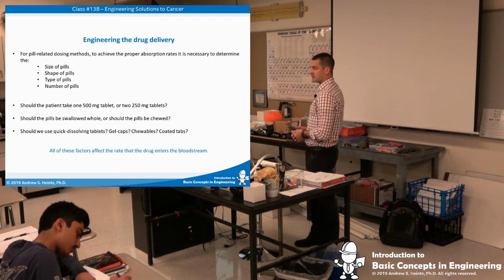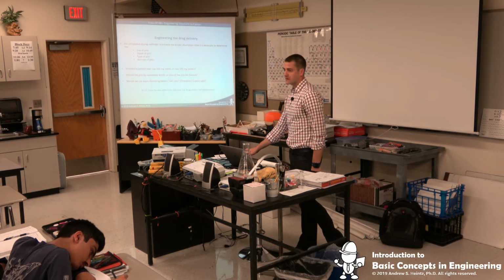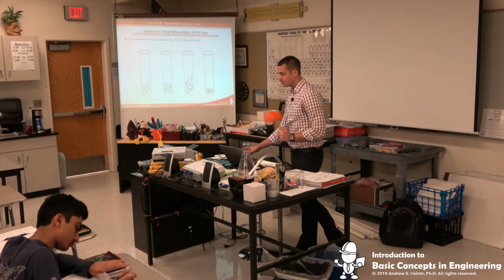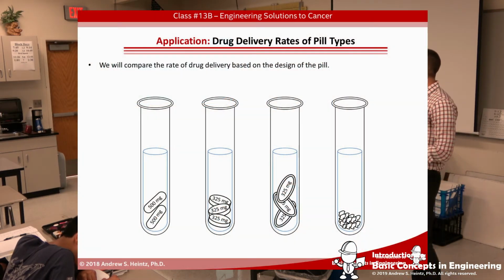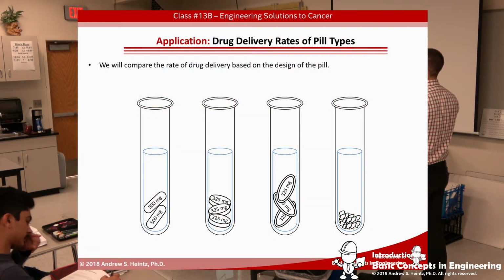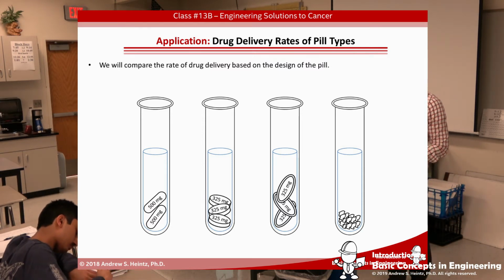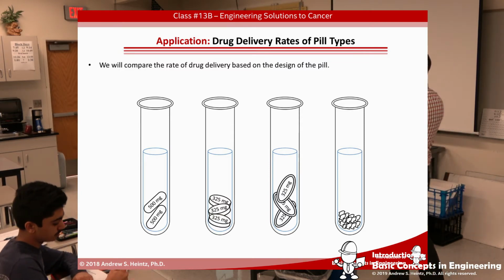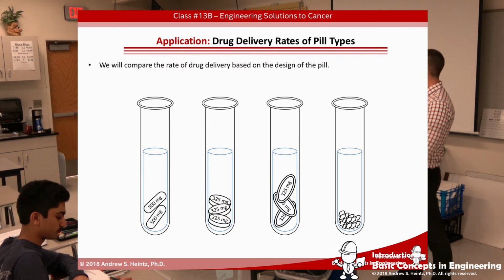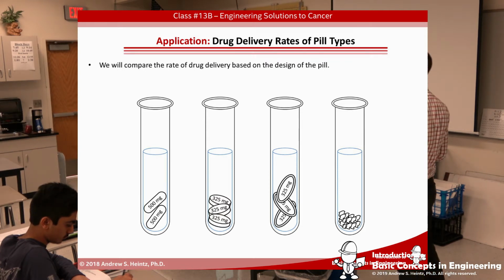And then should we use quick dissolving caps, gel caps, chewables, coated tabs? All of these factors actually affect the rate that it enters the bloodstream, and it affects that profile, right? So if we were to look at these 4 vials, if we were to compare the rate of drug delivery based on the design of the pill, in this one vial, we have 2 500 milligrams. In the second vial, we have 3 325s, that's basically 1,000. These are all realistic pill sizes, by the way. Then we have 3 325 gel caps. And then we have 1,000 milligrams worth of crushed.